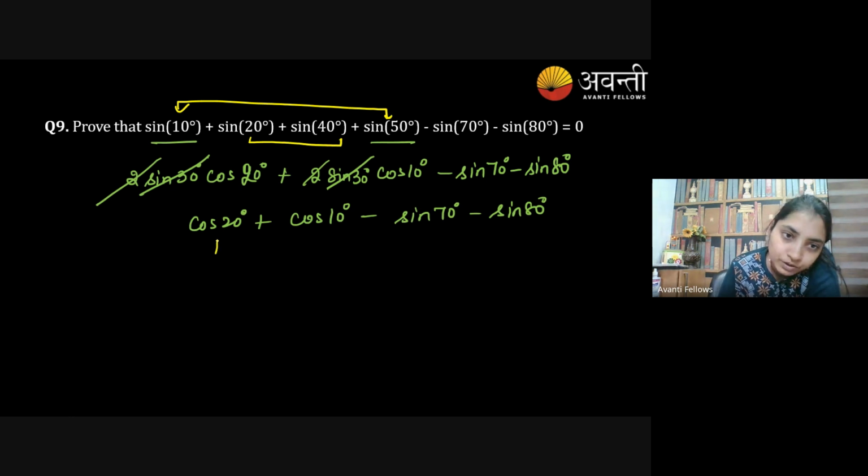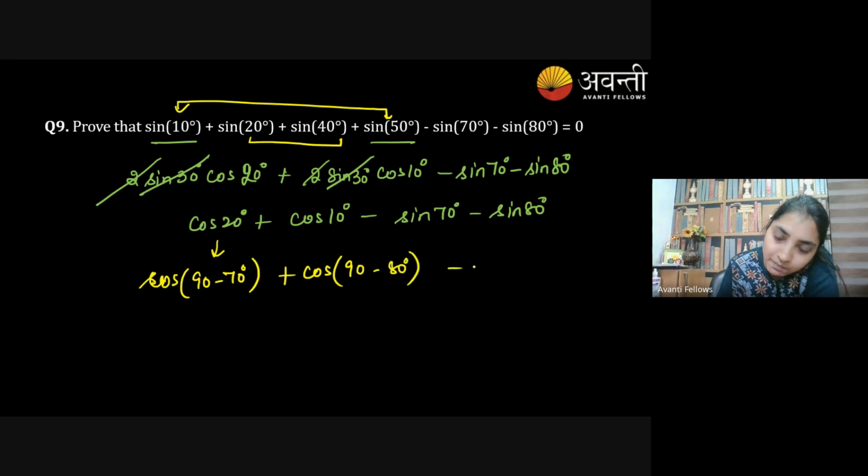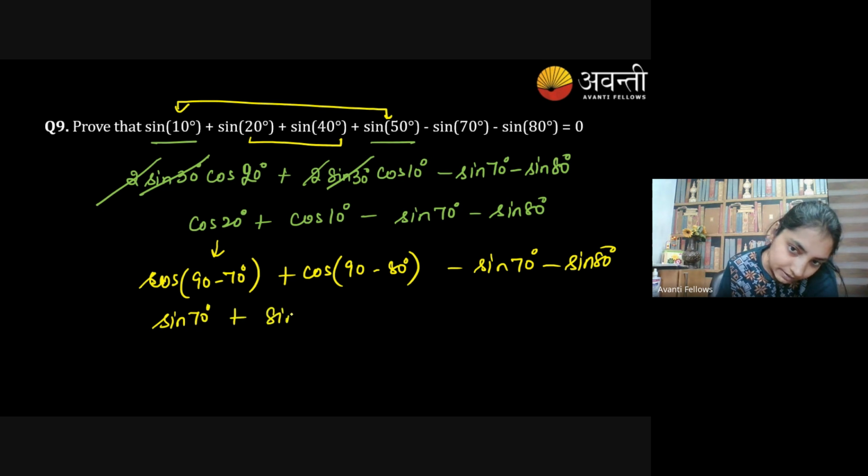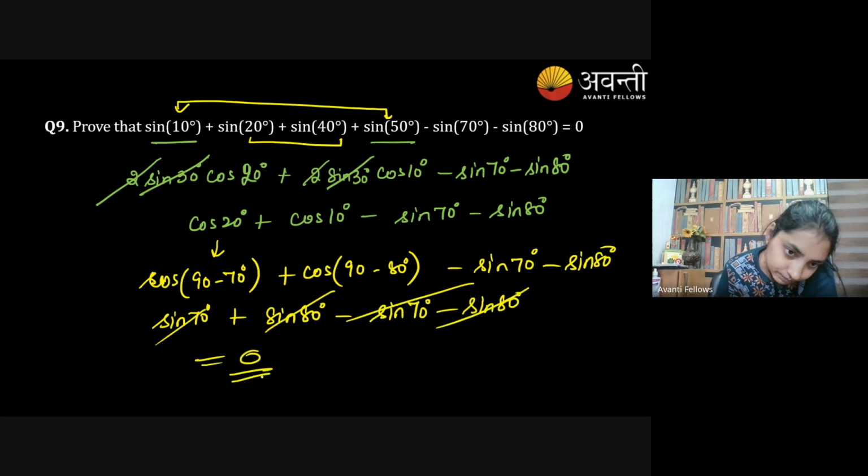What you can do? You just convert it. You can write it as cos of 90 minus 70 degree plus cos of 90 minus 80 degree minus sine 70 minus sine 80. You know very well that at 90 the ratio will change. So it will become sine 70 plus sine 80 minus sine 70 minus sine 80. So they are cancelled, dear students. So your answer is 0. Doubt?